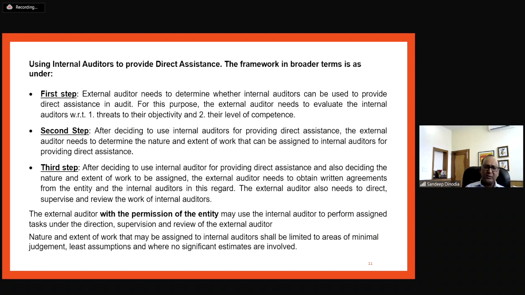The nature and extent of work that may be assigned to the internal auditor shall be limited to areas of minimal judgment, least assumptions, and where no significant estimates are involved. In the previous slides, we also discussed the areas where there are judgments involved, assumptions involved, or significant estimates involved, where we cannot use the internal auditor's work. Similarly, in those cases also, we cannot assign that work for direct assistance to the internal auditor.